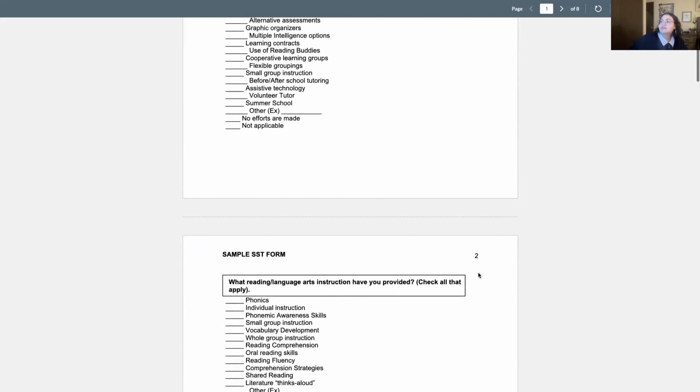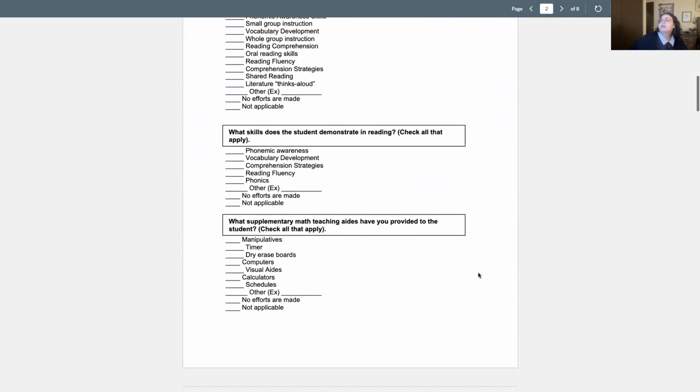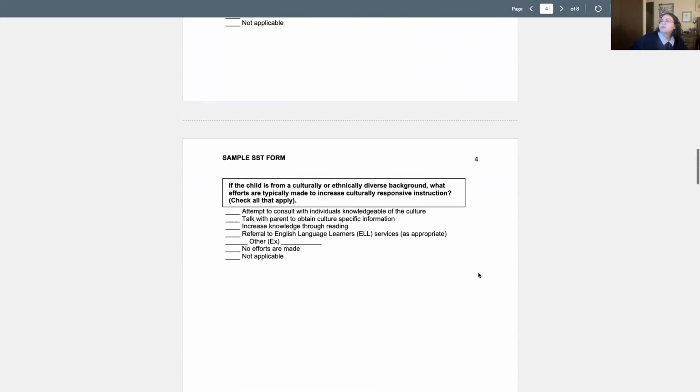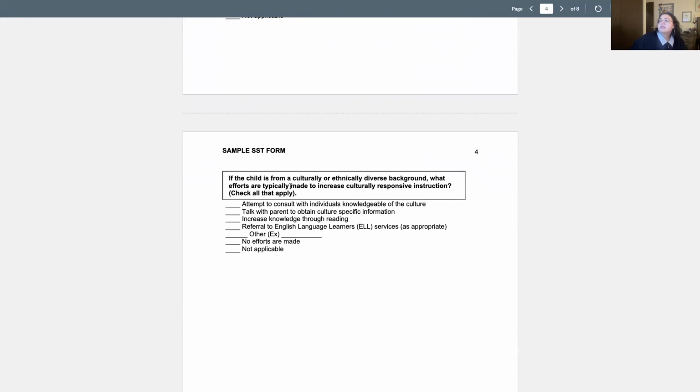You can also put that if it's not applicable to the area of need that you told me for the student, or if it's another one that's not listed here. So I have instructional, specific to reading, language arts, reading, math, another one in math, writing, oral expression. This is a good one to ask: if the child is from a diverse background, what efforts are typically made to help with culturally responsive instruction? This could be very important for students, especially those who are coming from a second language or are recently new to the country, or have a very strong culture that they identify with and are responsive to. These are important questions to ask.